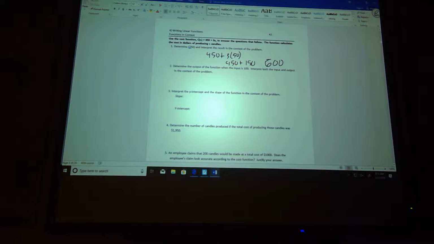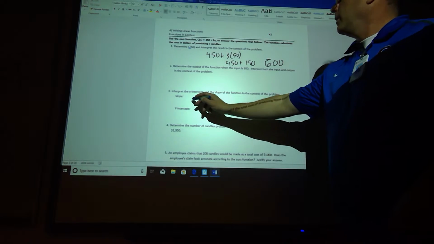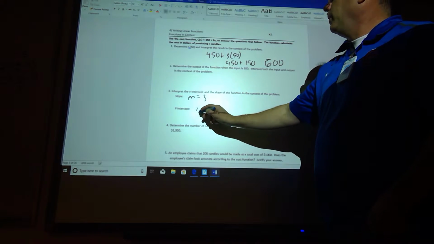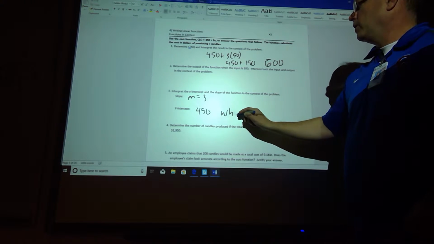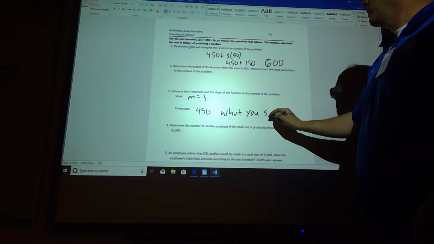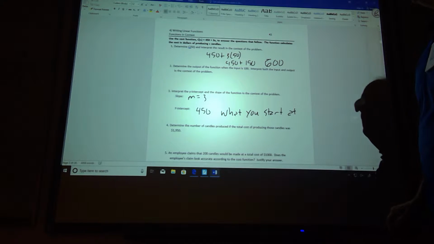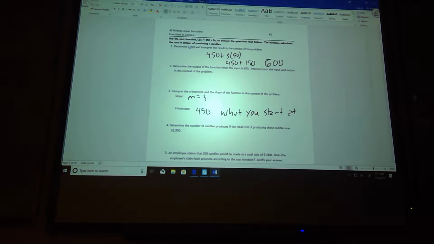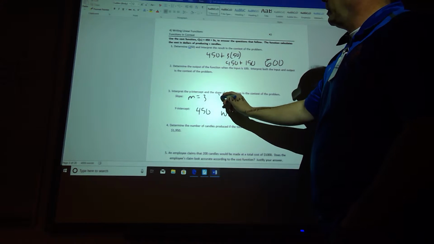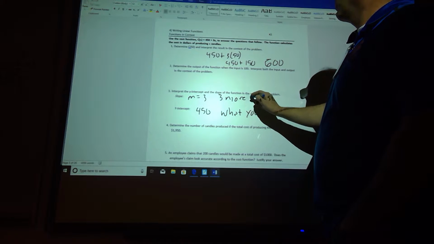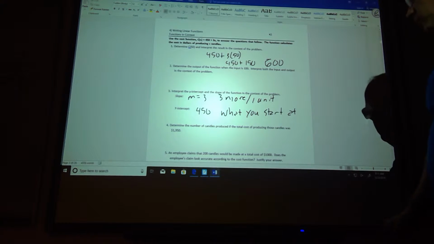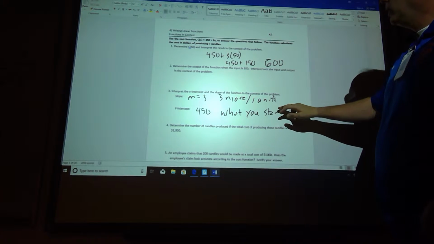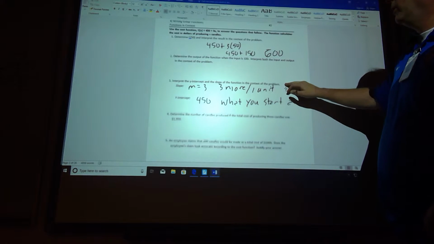Number 3, interpret the slope and the y-intercept in the context of this problem. So the slope is going to be 3. The y-intercept is going to be 450. And so the y-intercept is what you start at. And the 3, it's going to say it's going to cost you $3 more for every one more unit, so $3 more per one unit that you produce or buy or whatever. I guess it's the candles, so $3 more for every one more candle.